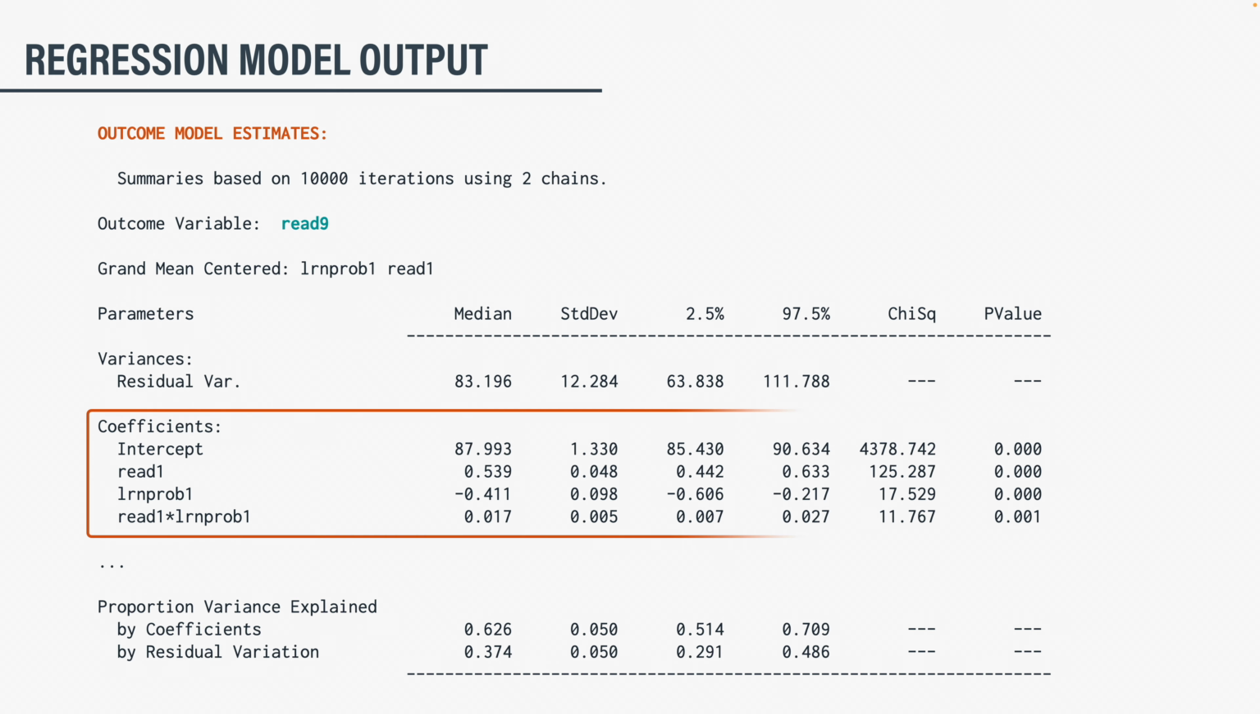Looking at the coefficients section, the lower order term for the reading predictor is 0.40. Now remember that we centered the predictor variables, so that's the effect at the mean of the moderator, at the mean of the learning problems variable. The interaction slope is positive, which means that the strength of the association between first and ninth grade reading scores increases as learning problems in first grade increases. So essentially, first grade reading scores are more predictive for students with higher levels of learning problems.